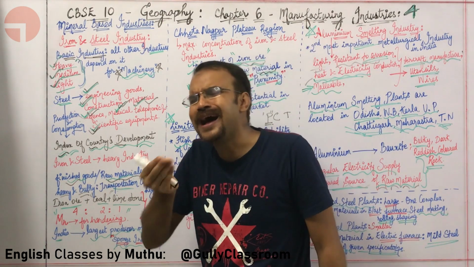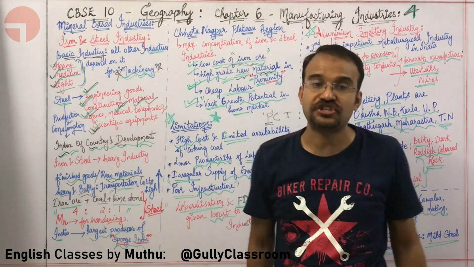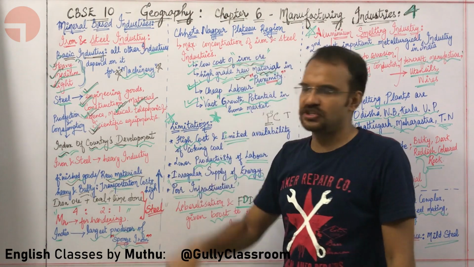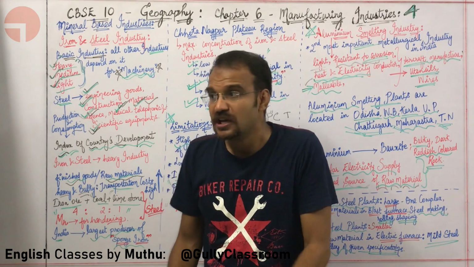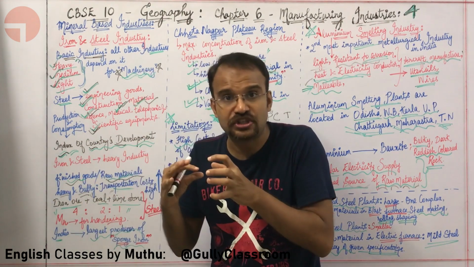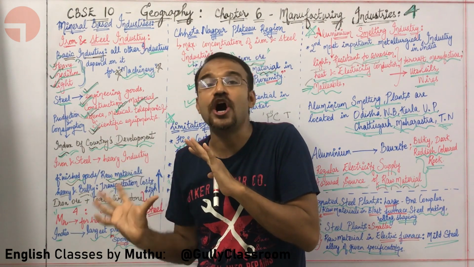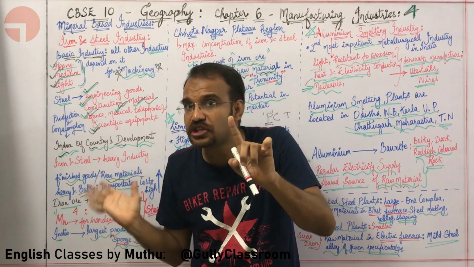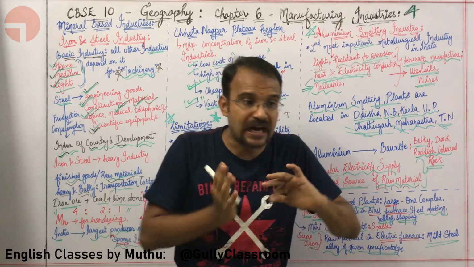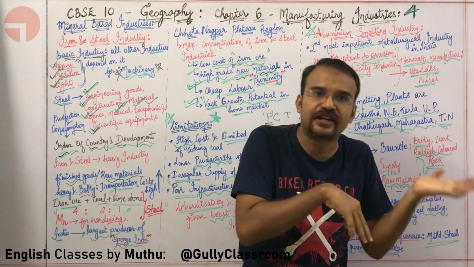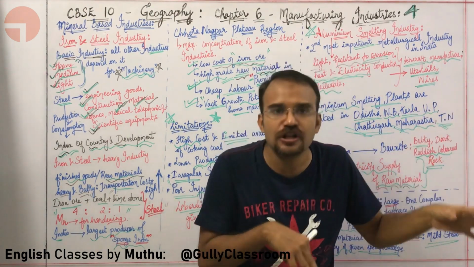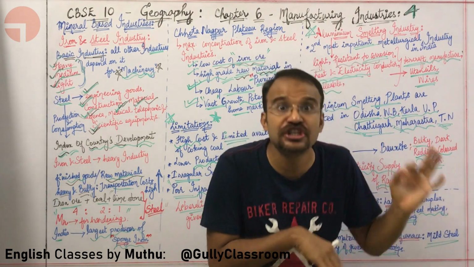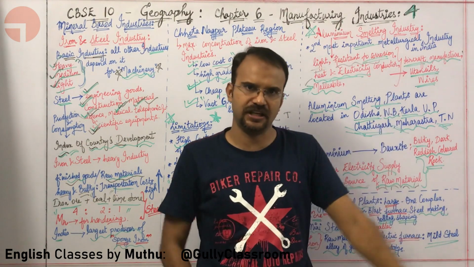Okay, what is the other name for iron and steel industry? Iron and steel industry is also called heavy industry. Why, sir? Because the raw material of iron and steel industry is heavy and bulky. The output, the finished product of iron and steel, is also heavy and bulky.